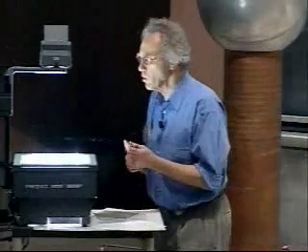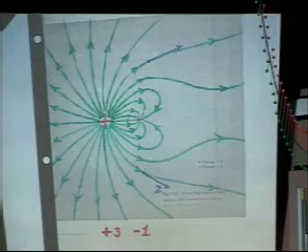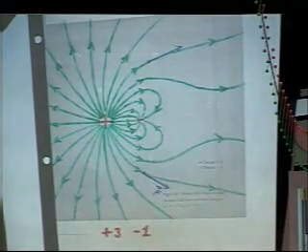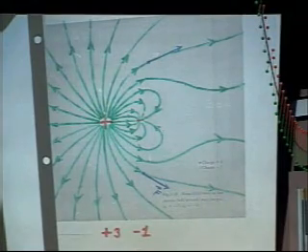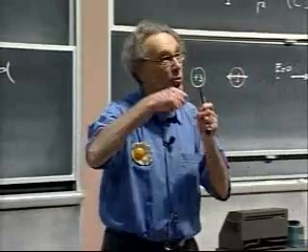If you look very close to the -1, notice that all the field lines come in on the -1. We understand that, of course, because a positive charge would want to go to the -1. If you're very close to the plus, then they all go away from the plus, because they're being repelled.